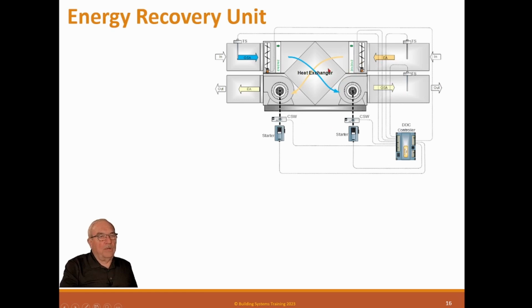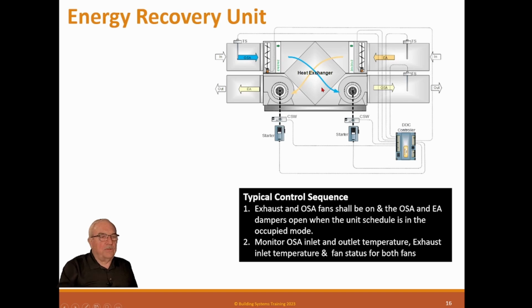This particular one is showing an air-to-air heat exchanger, which is a fixed heat exchanger. And the good thing about this is it keeps the two air streams completely separate. So in case you have any contaminants in this stream, it can't transfer to the incoming air. So its sequence is pretty easy. Exhaust and outside air fan should be on, and the outside air and exhaust air damper open when the unit schedule is in the occupied mode. Monitor the outside air inlet and the outlet temperature, exhaust inlet temperature, and fan status for both fans.